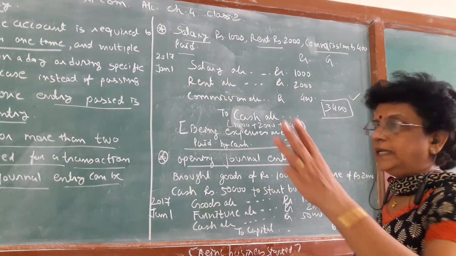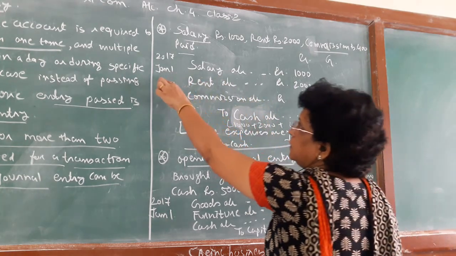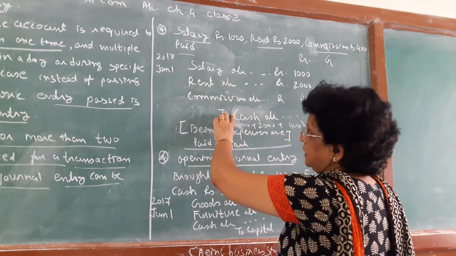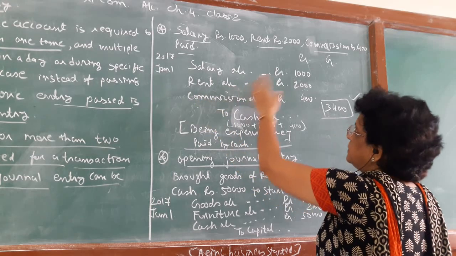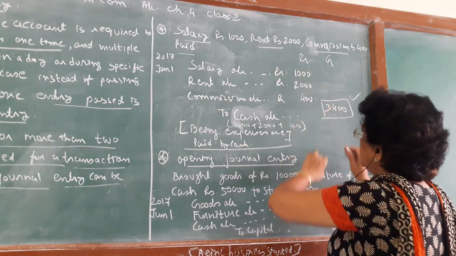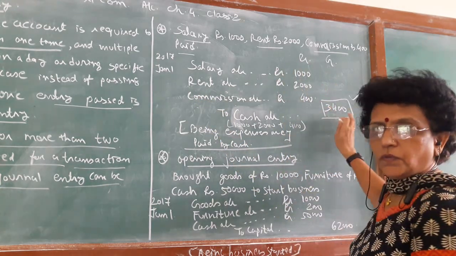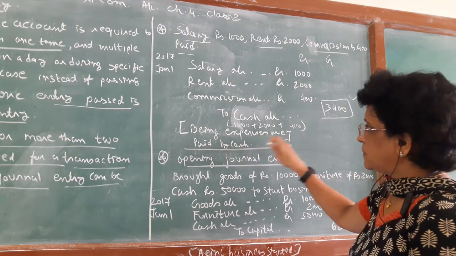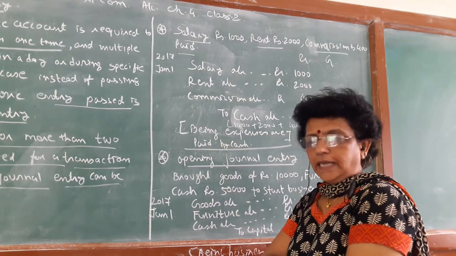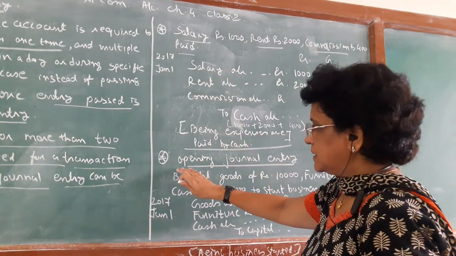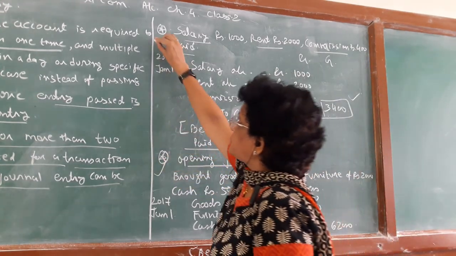So the work of 3 journal entries you have done in only 1 journal entry. Salary, rent and commission are all paid together by giving 3400. Being expenses paid by cash. Like this, let us take another example.